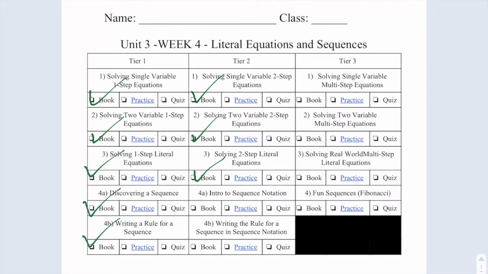Hello Algebra 1 students, we are in week 4 of our function booklets, Linear Equations and Sequences. We are in Tier 2, Lesson 4a, Intro to Sequence Notation. Let's check off our booklet.